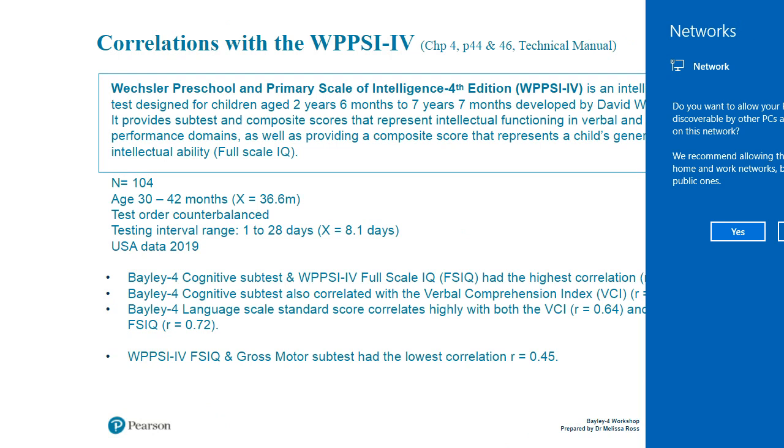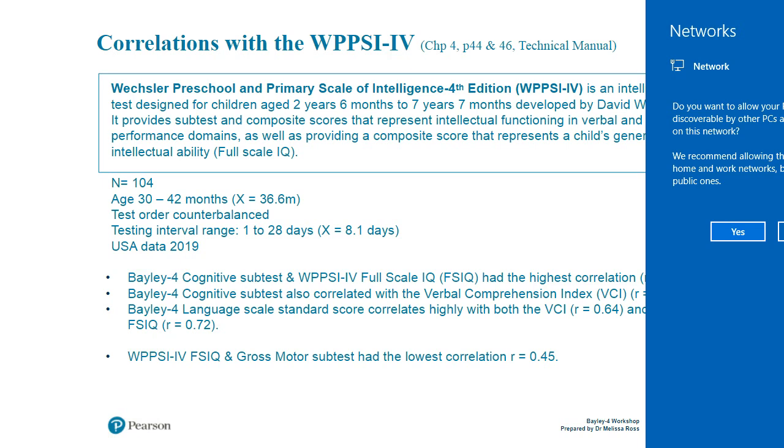The Wechsler Preschool and Primary Scale of Intelligence, 4th edition, or the WPPSI-4, is an intelligence test designed for children aged 2 years 6 months to 7 years 7 months, developed by David Wechsler. It provides subtest and composite scores that represent intellectual functioning in verbal and performance domains, as well as a composite score that represents a child's general intellectual functioning, called the full-scale IQ.